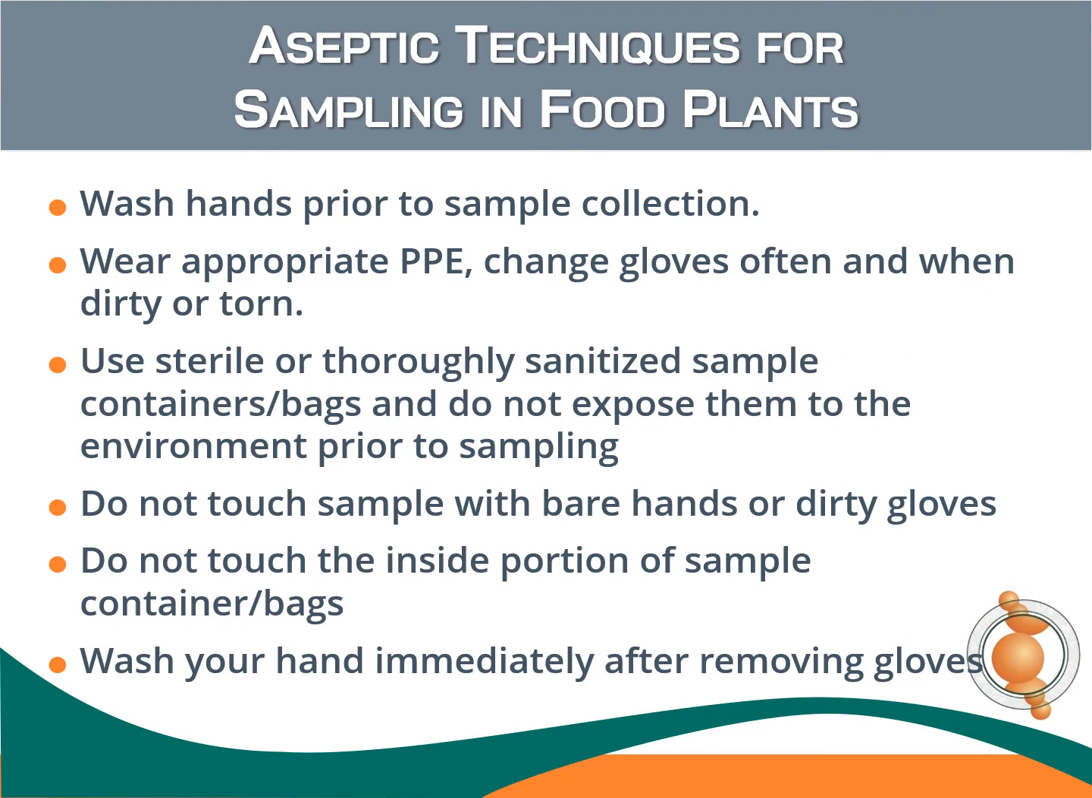Aseptic techniques for collecting food samples include washing hands before you go to collect samples, wearing the appropriate personal protective equipment, or PPE, and changing gloves often and when dirty or torn. Using sterile containers or bags and not exposing them to the environment before sampling, not touching samples with bare hands or dirty gloves, not touching the inside of the sample collection container or bags, and washing your hands immediately after removing gloves.